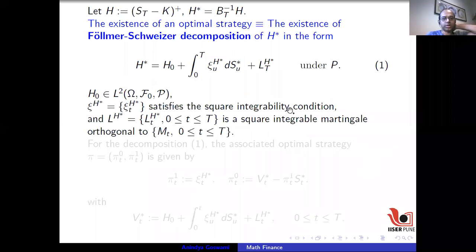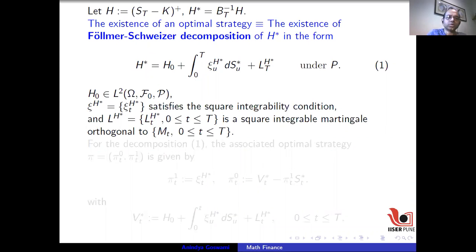Imagine that your contingent claim is (S_T minus K)^+, because the Föllmer-Schweizer decomposition is very much dependent on the contingent claim, since the goal is to replicate the contingent claim. It is not like the mean-variance approach. In the mean-variance approach, you do not care about what the contingent claim is. You just do a self-financing strategy, and at the end you do the optimization. But here it is very much central.